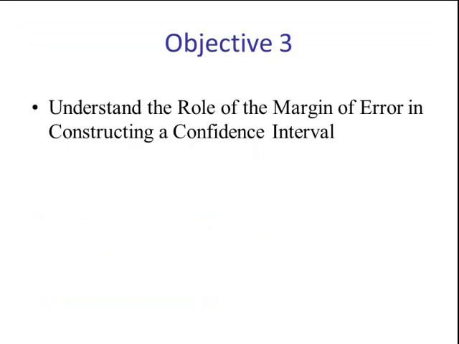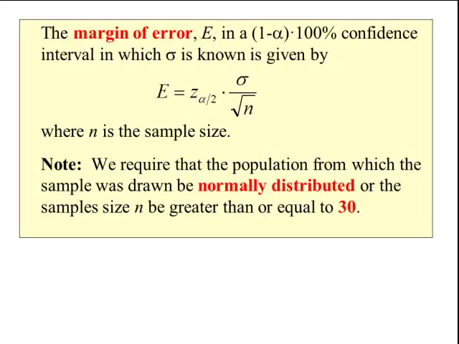Lesson objective. The margin of error E in a 1 minus alpha times 100% confidence interval in which sigma is known is given by the formula E equals Z alpha divided by 2 times the standard error.